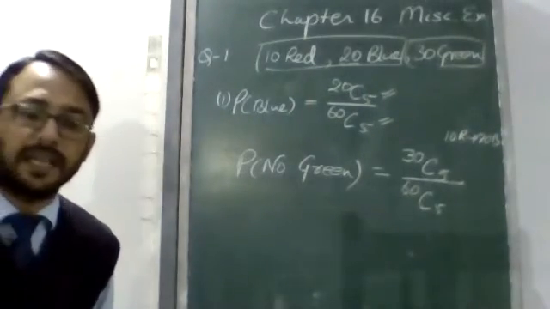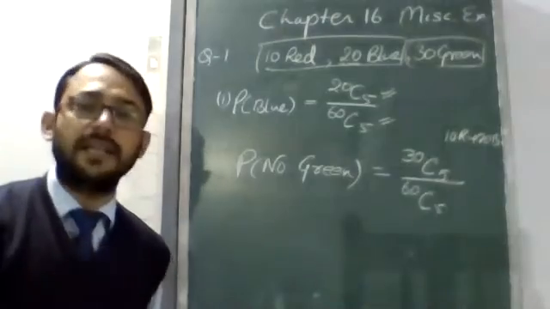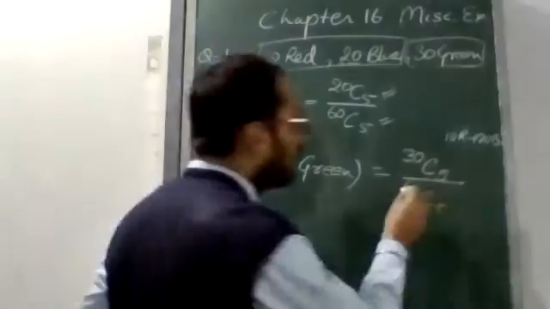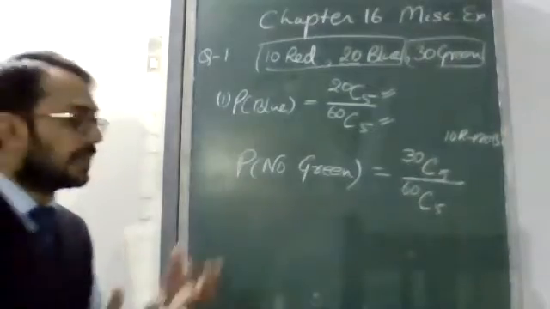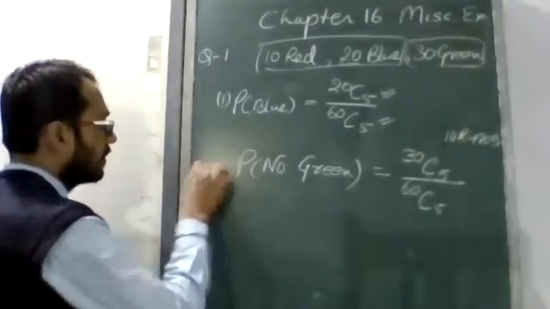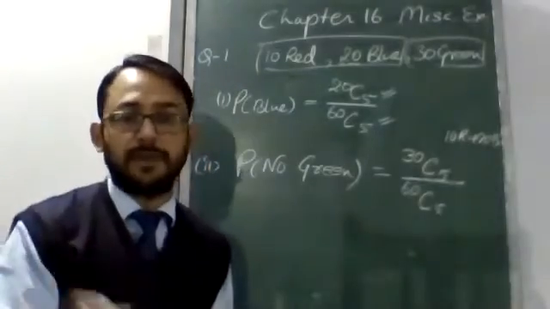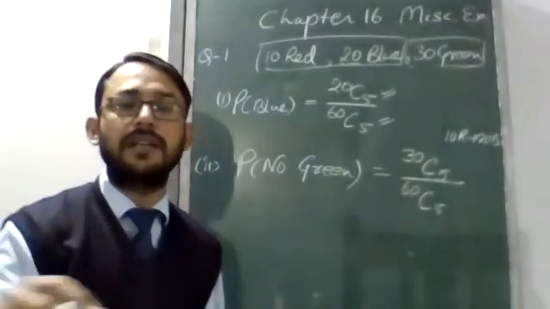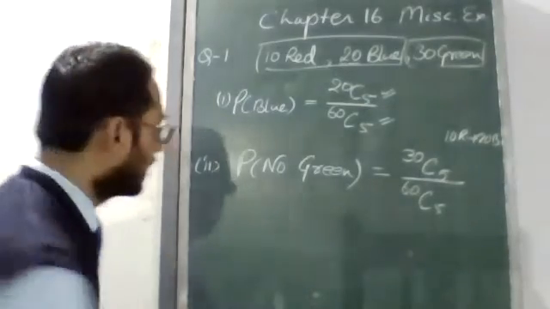I'm not taking out any green marble. So that is 30C5 on 60C5. Now, what is my required condition? That is, I want at least one green marble. No green marble: if I remove this condition, then what is left out will be at least one green marble.